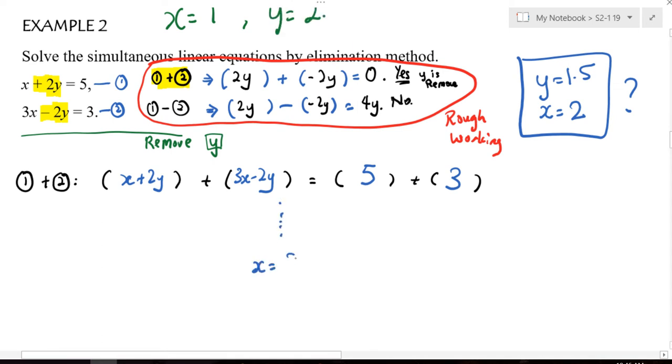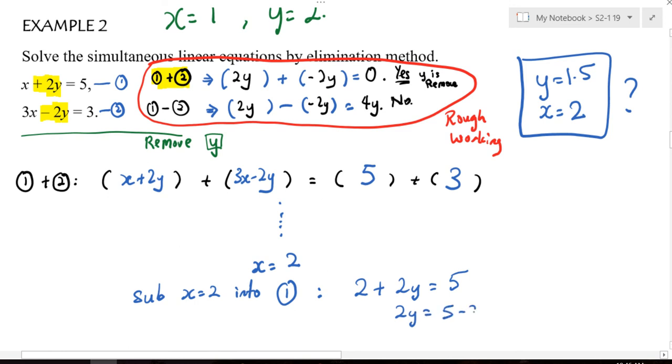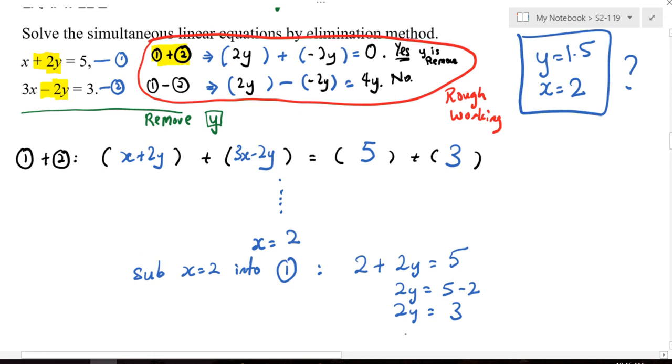Orlando, what is the value of x? 2, right? Now, how to find y? Orlando, sub x equals to 2 into where? Into 1. Can you choose 2? Yes. Orlando, tell me what to write. Very good. 2 plus 2y equal 5. Very good. Both sides must do what? Very good. So 2y equals to 5 minus 2. 2y equals to 3. Orlando, what must I do both sides?